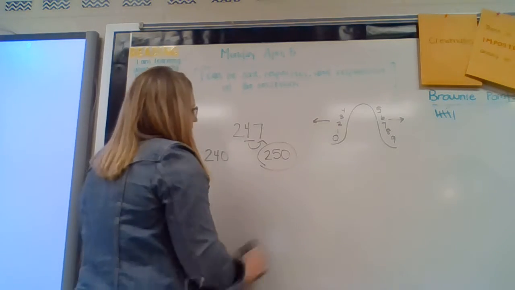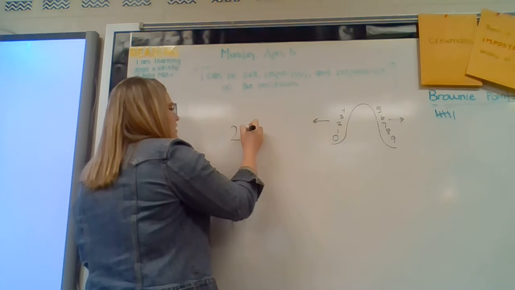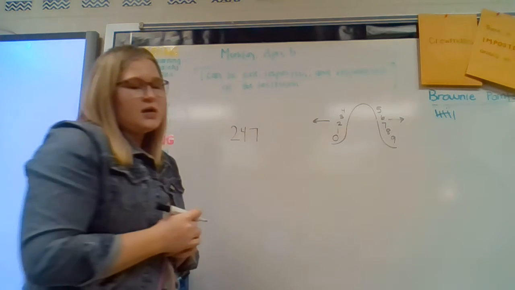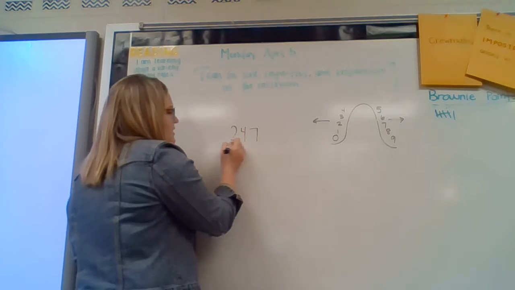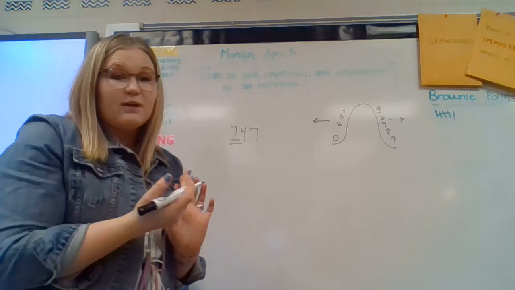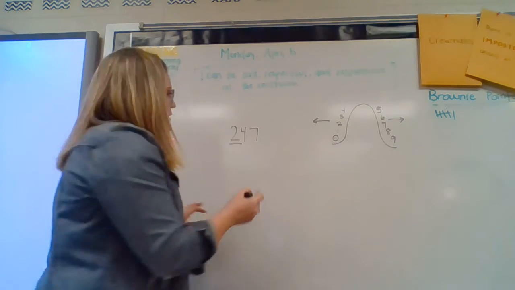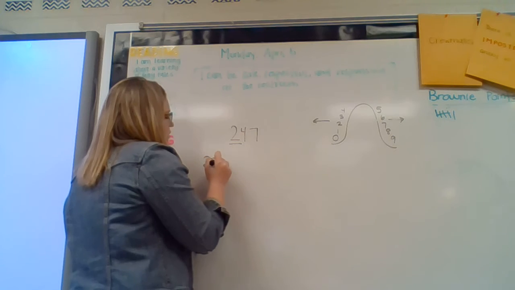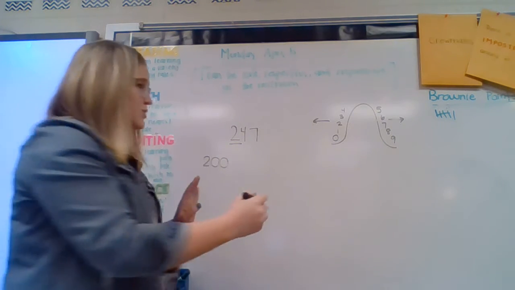Now, if we wanted to round to the nearest 100, I'm going to use the same number, 247. But this time we're going to round to the nearest 100. So the 2 is in the hundreds place. So we're going to say, okay, what's the 100 before it? And what's the 100 after it? So the 100 that's before it is 200. The 100 that would be after it on a number line is 300.